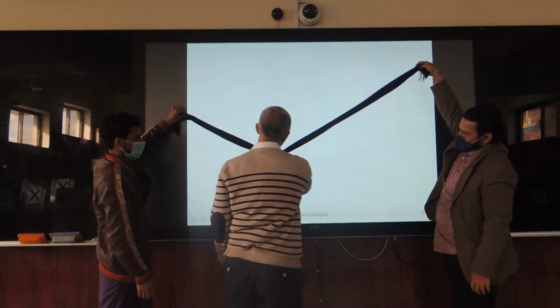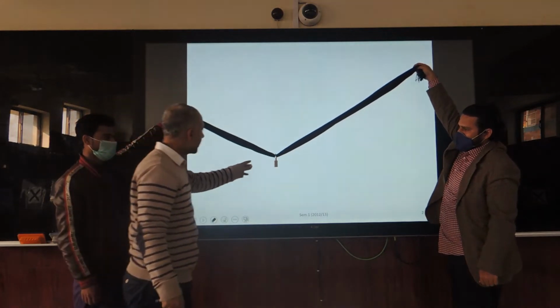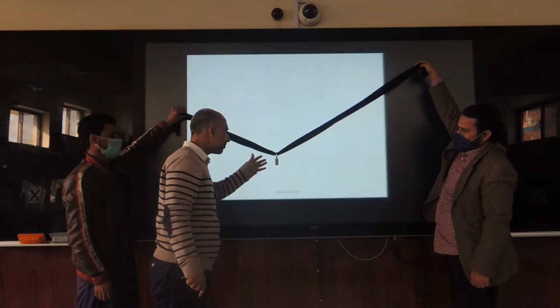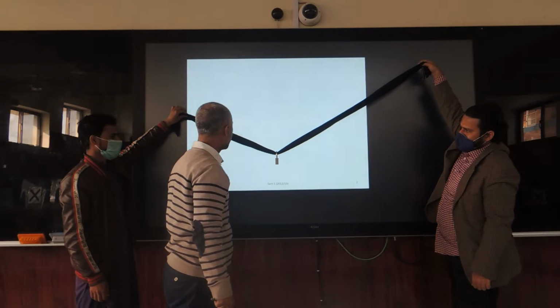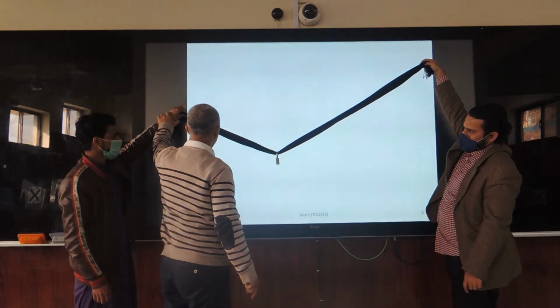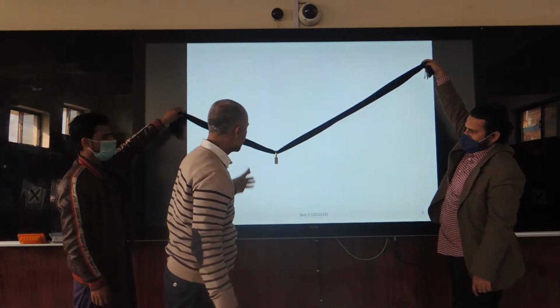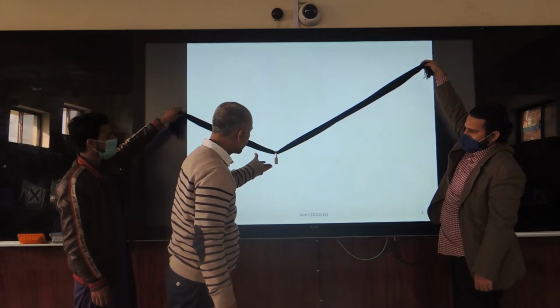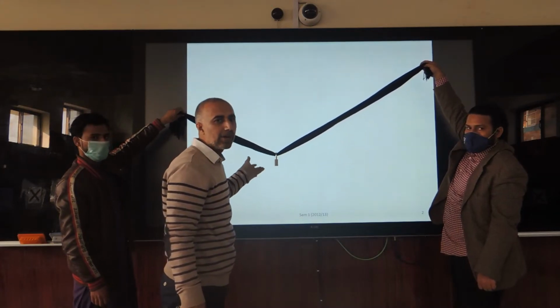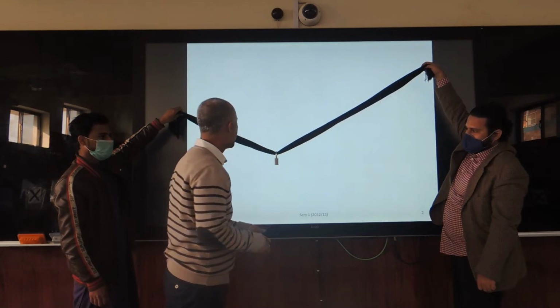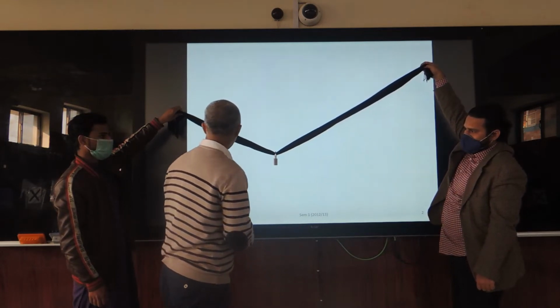Okay, this can be the heaviest weight. We can consider bridges, a suspension bridge over here. Instead of this lock, we can consider any heavy weight, maybe even a brick or something else.